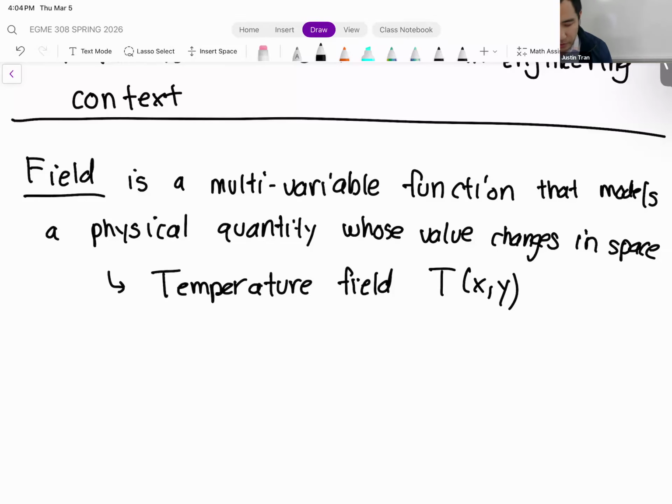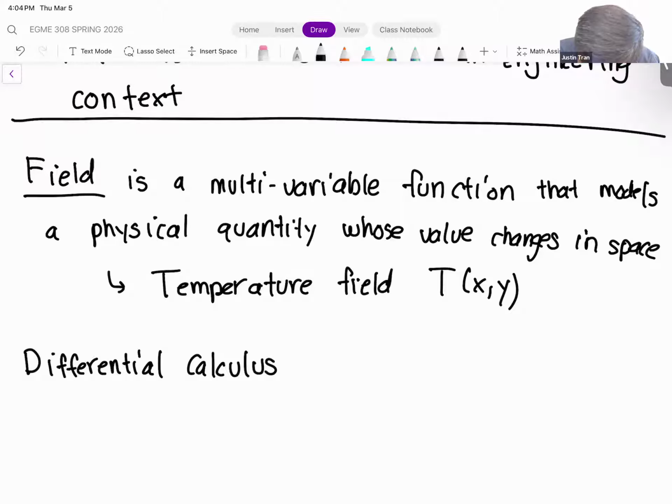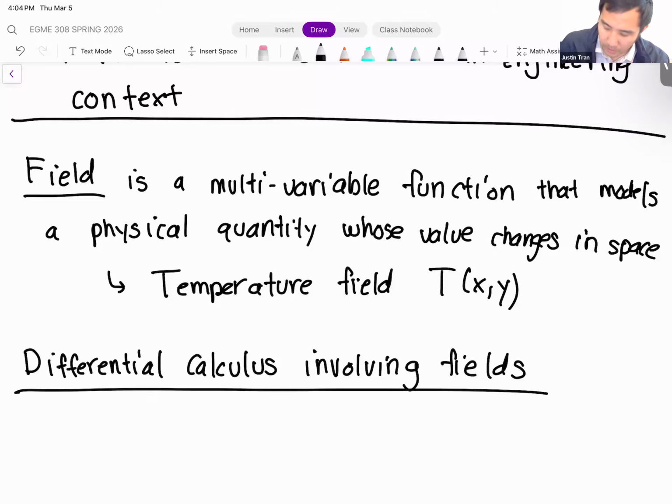All right. So last time, we reviewed very basic things that you can do with multivariable functions and with vectors. Today, we're going to start to talk about what I call differential calculus. The term differential there refers to derivatives. So we're essentially going to be looking at derivative operations involving multivariable functions.